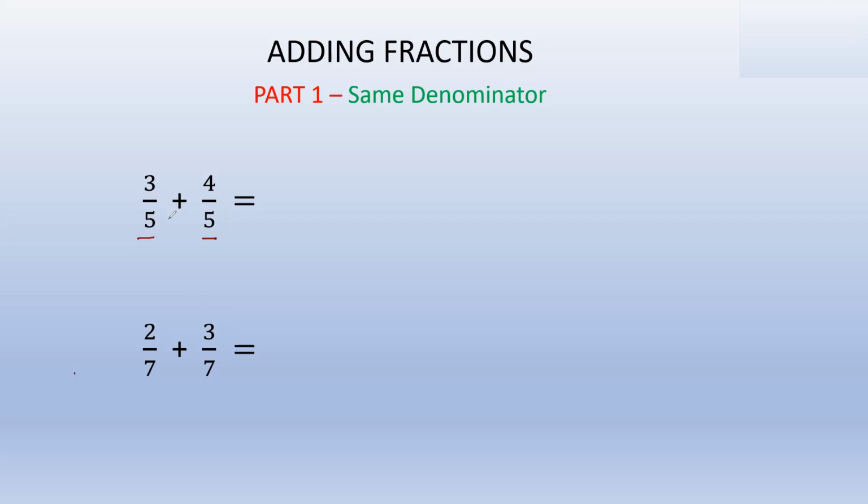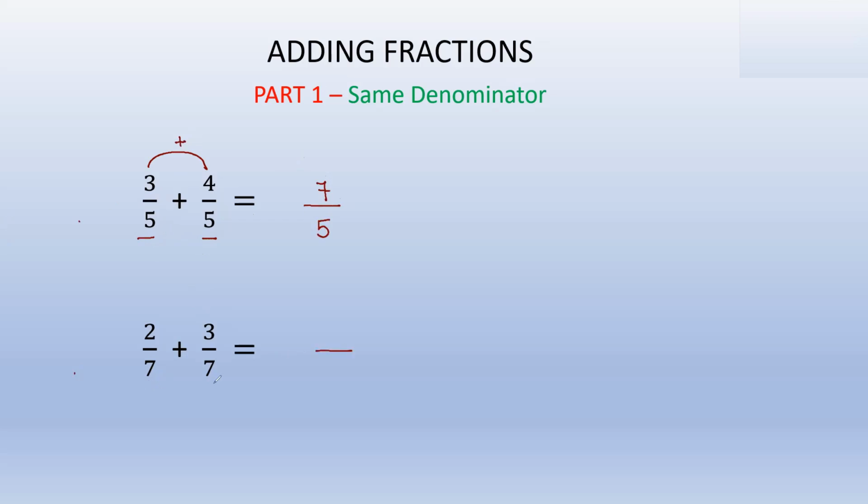Here the fractions are such that the denominators are same. We can see that we have to add 3 by 5 and 4 by 5 having same denominators 5. So in this case, it is very simple. The answer will have denominator as 5 and simply we just add the numerator. So it becomes 3 plus 4, 7.